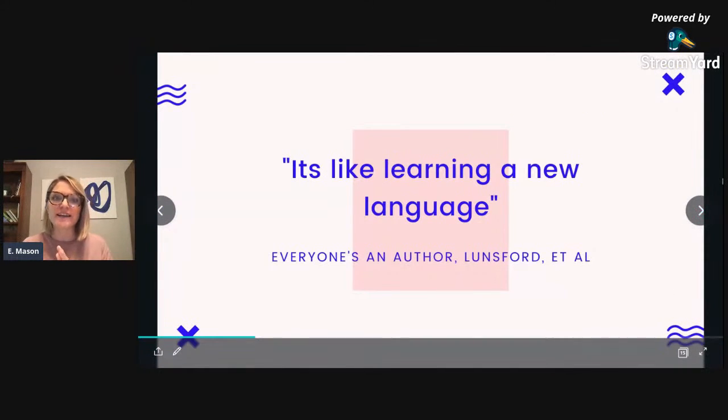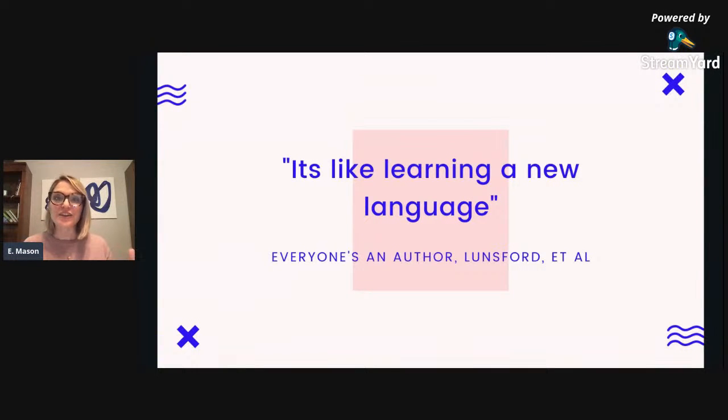So, academic writing is like learning a new language. It really is. It is usually not how you speak, probably not in text messages or emails or just in normal conversation. It is much more formal.